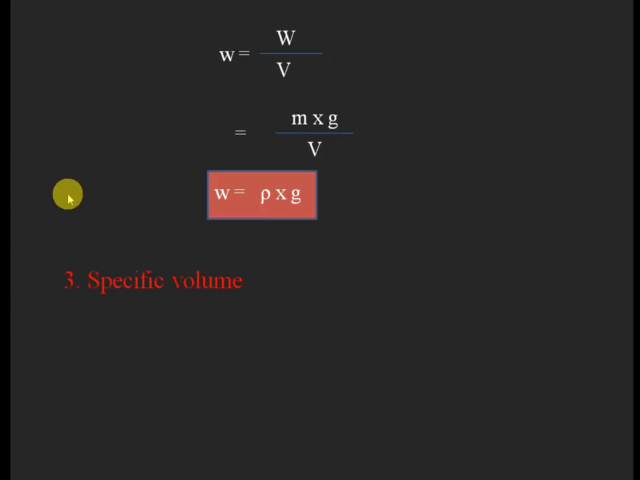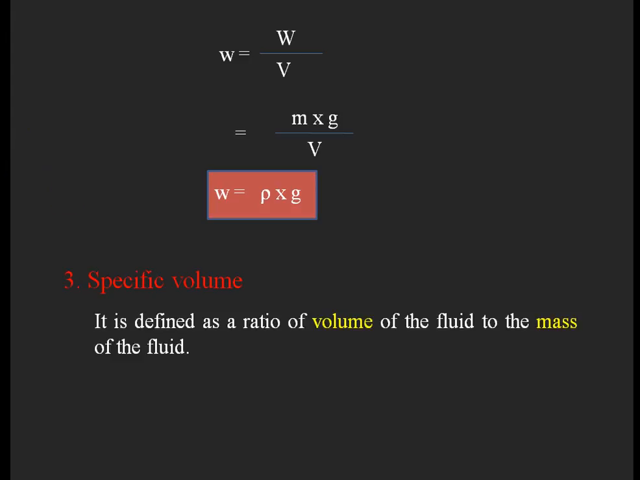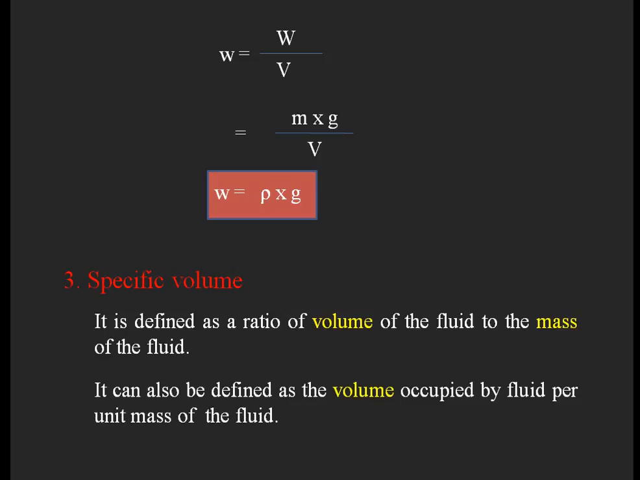Now we have to discuss the third property, specific volume. The definition of specific volume is the ratio of the volume of the fluid to the mass of the fluid. That means how much volume is occupied per unit mass of the fluid, which is called specific volume. Another way of explanation: the volume occupied by the fluid per unit mass of the fluid is called specific volume.